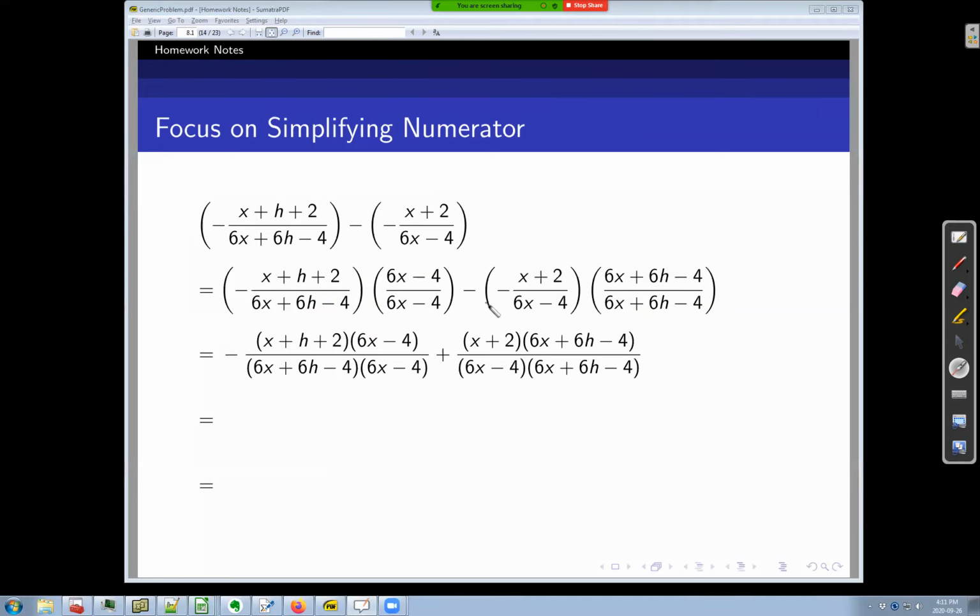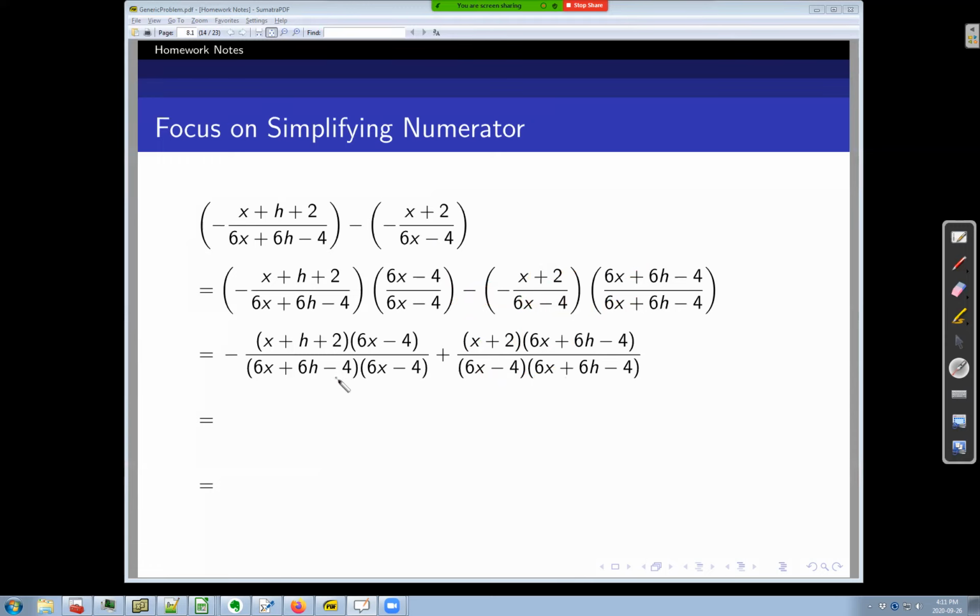And then, oh, I did do a little bit of simplification here. Here's a minus and another minus. So those minuses can knock each other out and make a plus. So that's one little algebraic step I did there. And then now we have numerator times numerator and denominator times denominator.